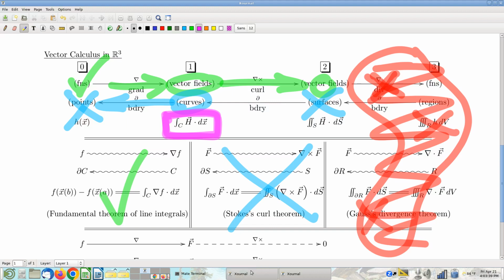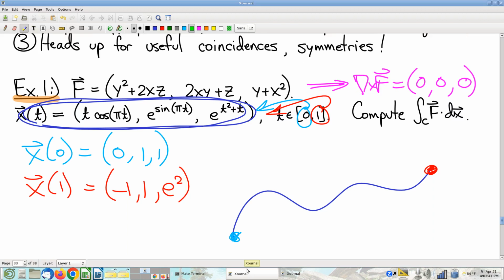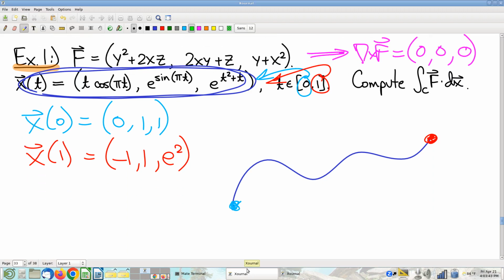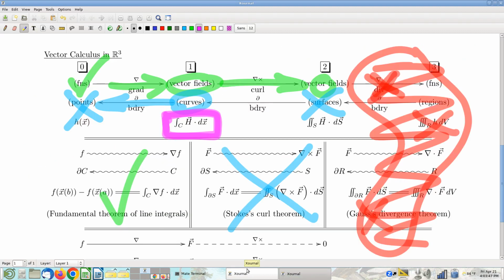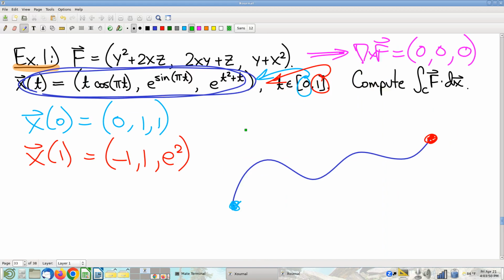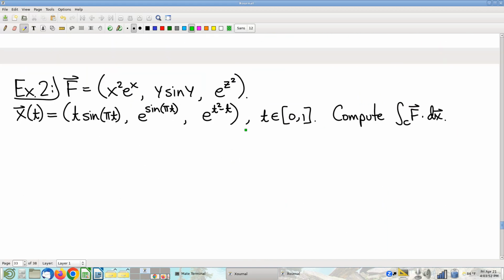I'm going to leave the details. We've already done a bunch of these before, so I'm not going to work out the details on this. Okay, let's look at the next one. Whoa, wrong. Okay, here we go. Next one.